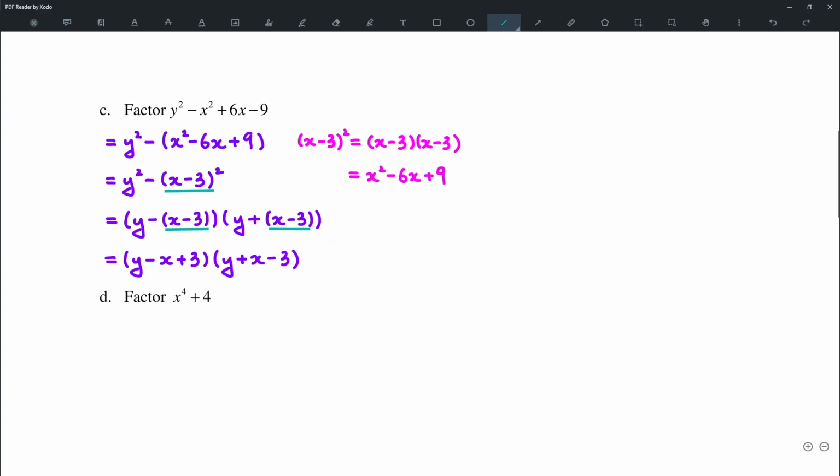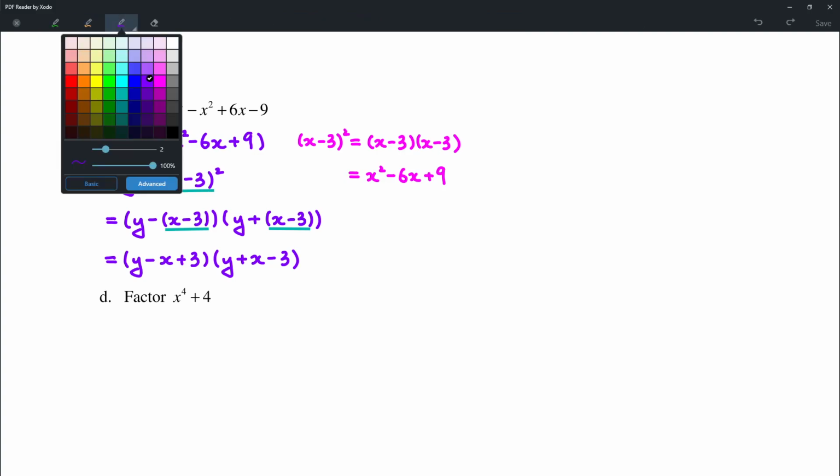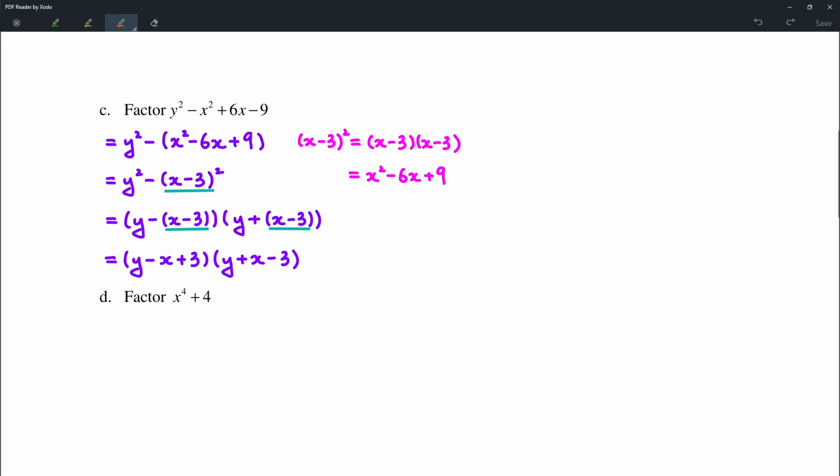Okay, next one we have x to the 4th power plus 4. So here what we can do is complete the square. So we have x to the 4th power plus 4x squared plus 4. And then since we added this term 4x squared, we're going to subtract 4x squared as well. And now what happens is the first three terms, x to the 4th power plus 4x squared plus 4, is now a perfect square trinomial.